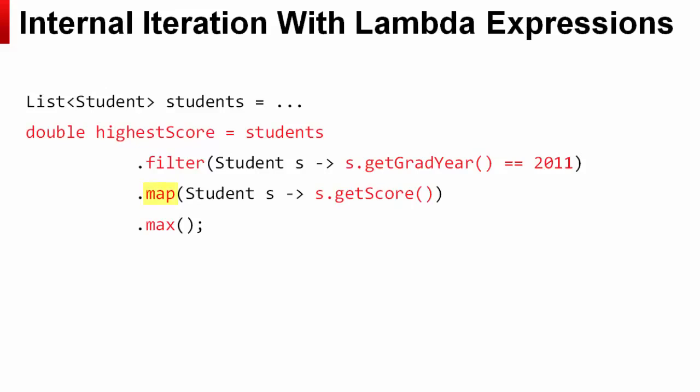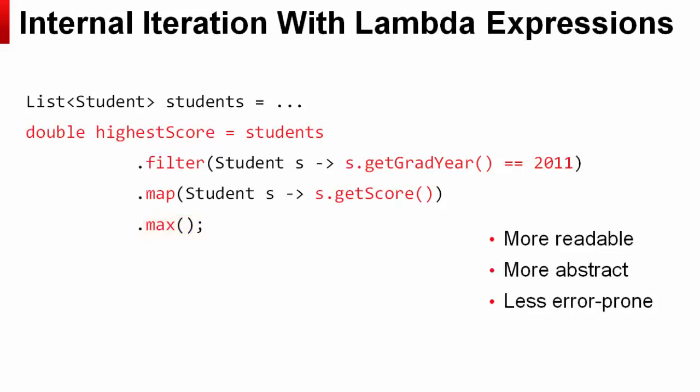Similarly, when we look at the map method, we're passing in a Lambda expression. The left-hand side of the arrow is the parameter, student S. The right-hand side is the body, which simply returns the score of that student, and the compiler will infer that that's double based on the fact that the signature of getScore is to return a double. Max doesn't require a Lambda expression, so it just returns the maximum value. This gives us something which is now much more readable.